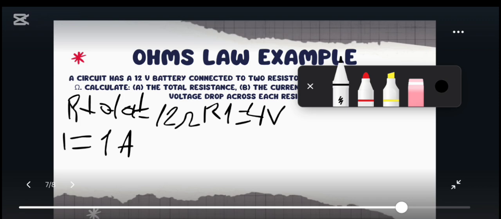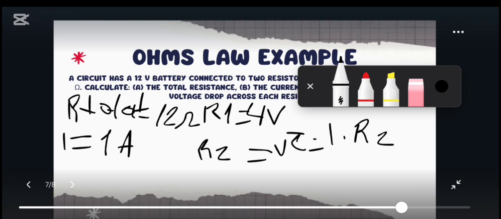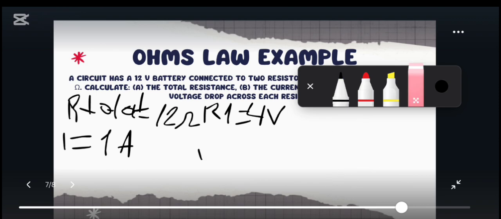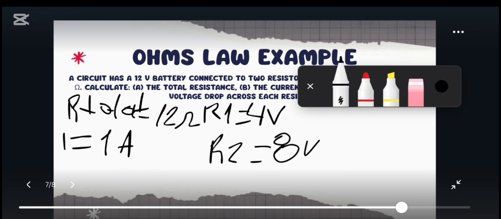For resistance 2, that is what we need to find, voltage 2 is equal to I times resistance 2. 1 ampere times 8 of the resistance 2, this is equal to 8 volts. Now we have all that the example requires. So the voltage drops across resistance 1 is 4 volts, and across resistance 2, 8 volts.